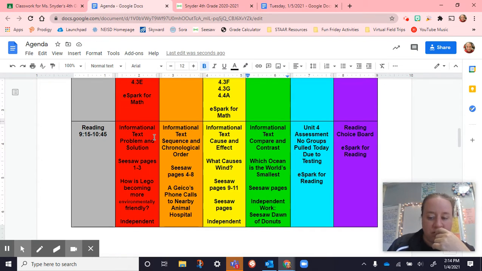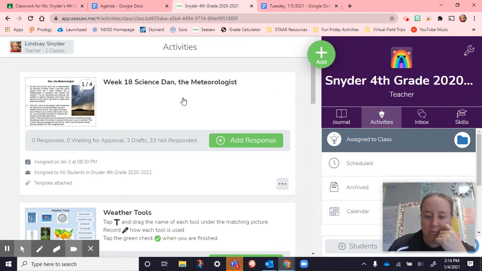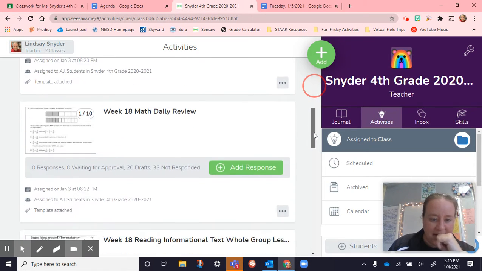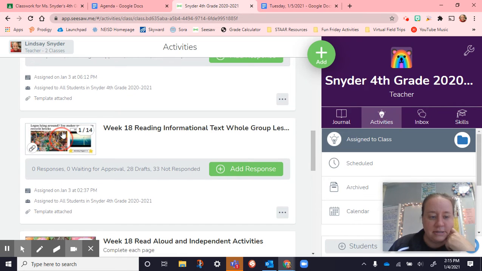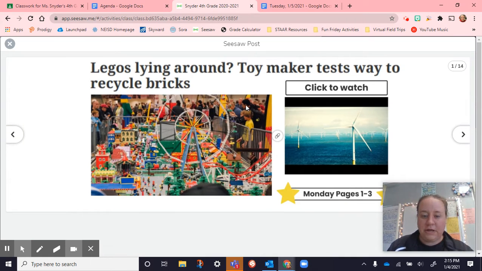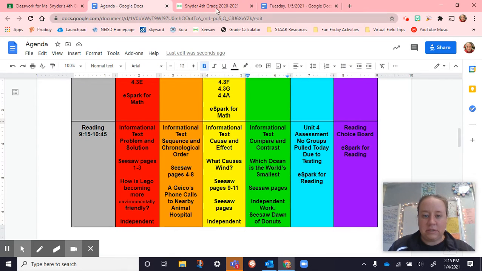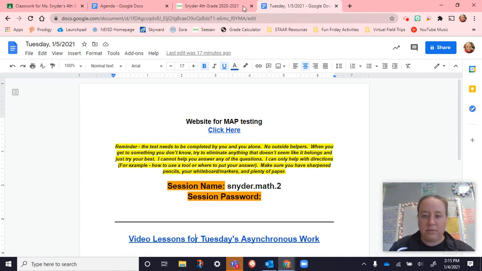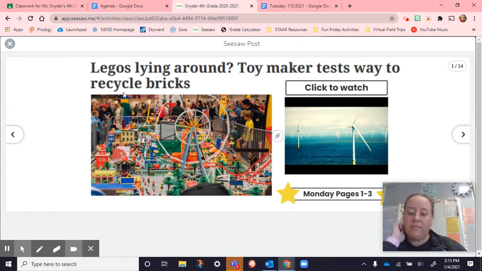All right, on this next one for reading, we were in Seesaw. Under activities, we went to the informational text, and we talked about some Legos. The informational text today, we were looking at problem and solution. So we were talking about a problem, and we've talked about this in science as well. So we were making some connections with what we learned in science with renewable and non-renewable resources.